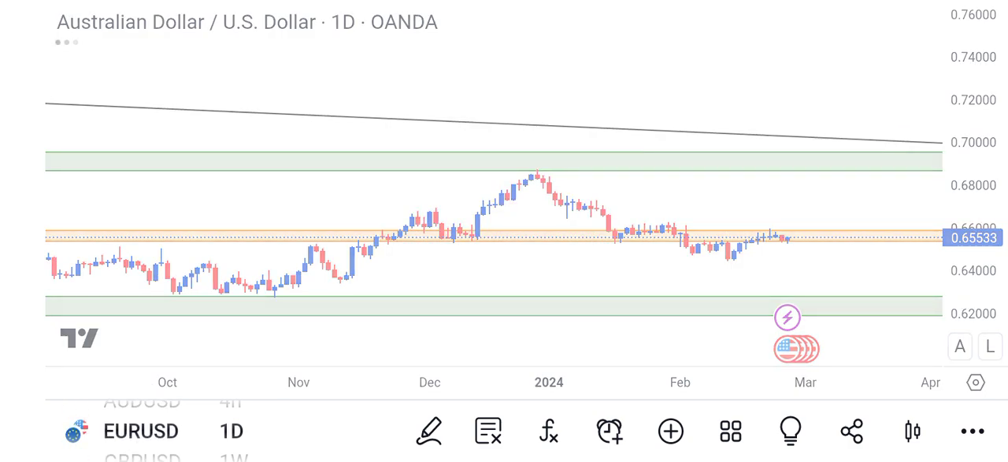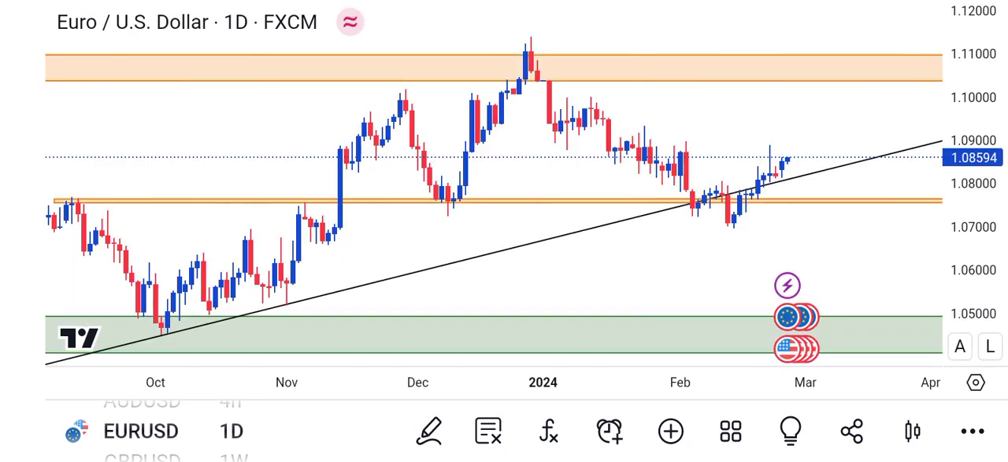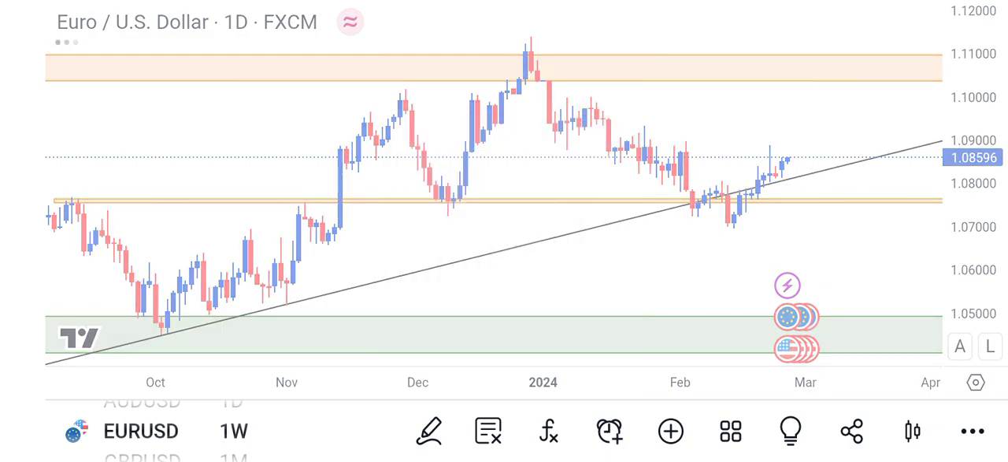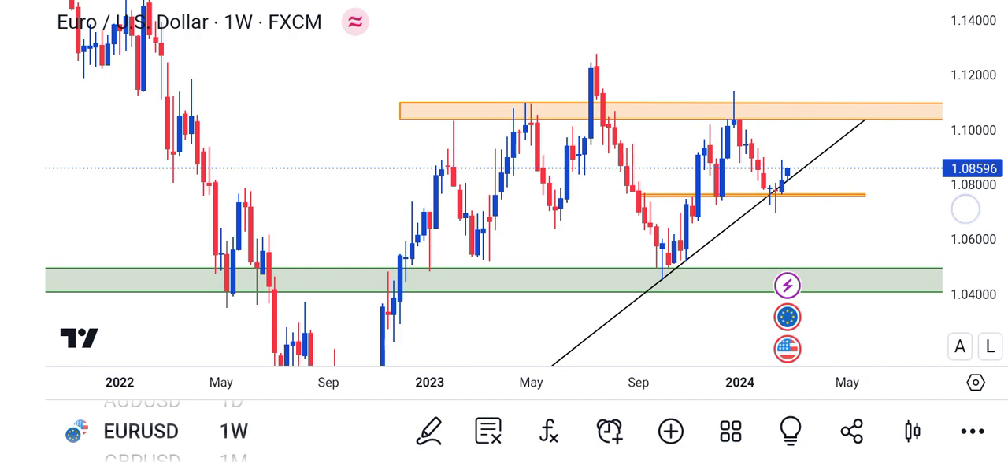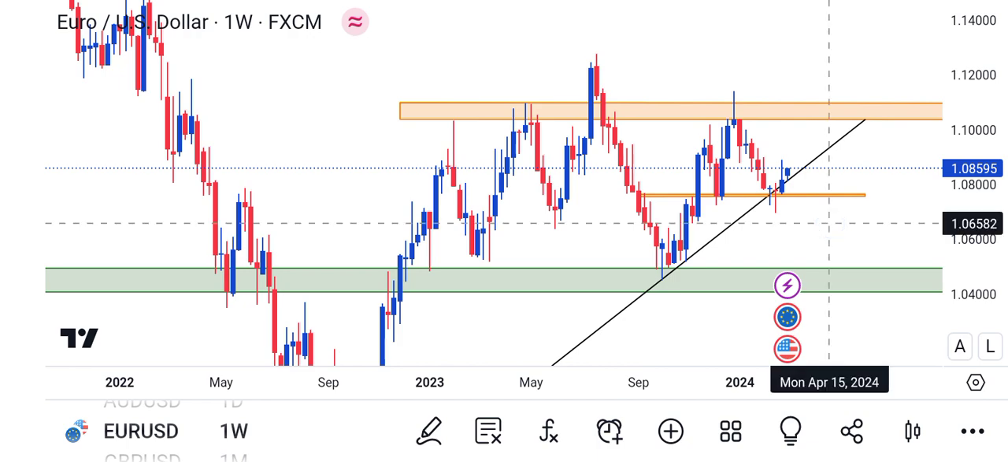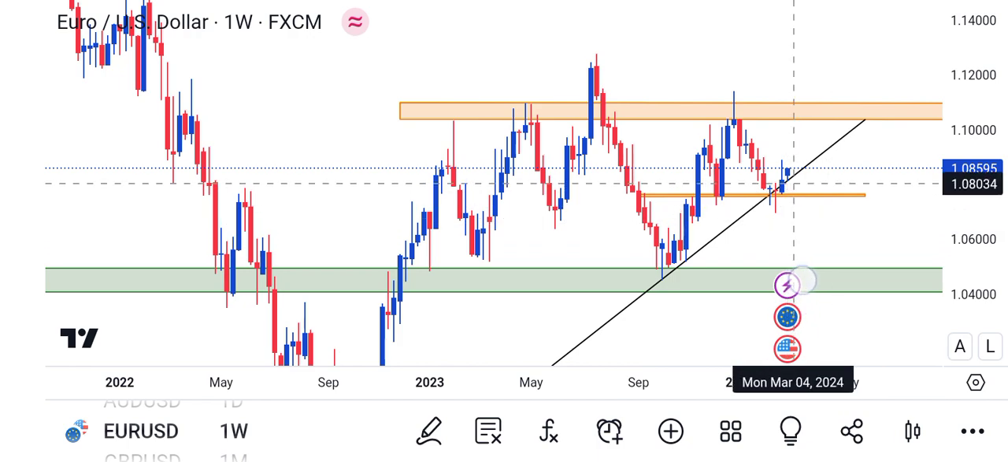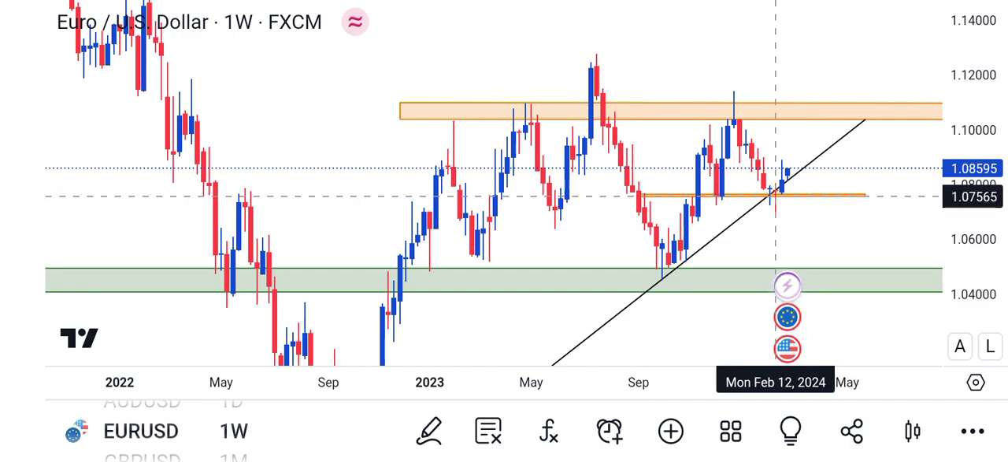Euro/USD, on Euro/USD, we are bearish. Bearish Euro/USD, but what's preventing Euro/USD from falling is this trend line and this orange bar.